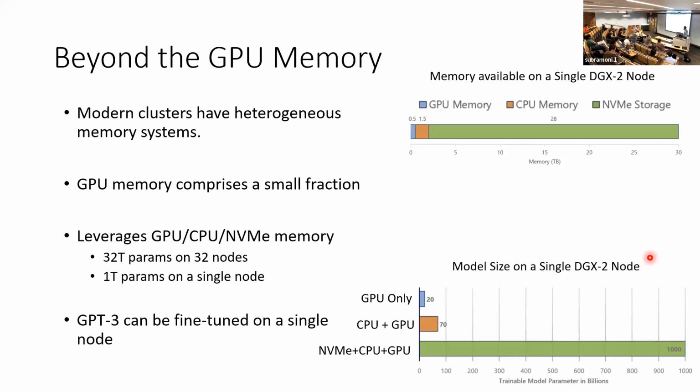If you leverage that, you can actually do a 32 trillion parameter model on 32 nodes, or 1 trillion on a single node, right? And that's massive. But if you do that badly, you will just not be able to train it. It's going to take forever to take a step. And the aspect here at the bottom is saying GPT-3 can be fine-tuned on a single node. That's because if you have GPU only, you can only do 20 billion. If you combine CPU plus GPU, you can get to 70 billion. If you combine all of the memory space, you can actually do a trillion parameters.